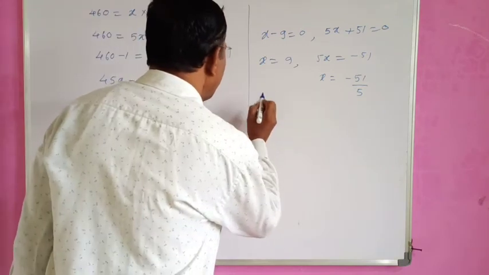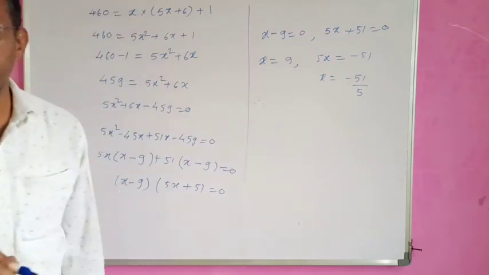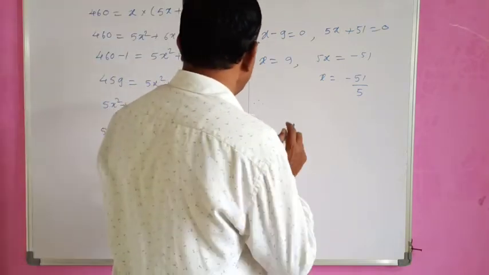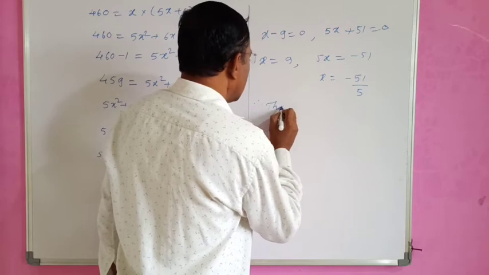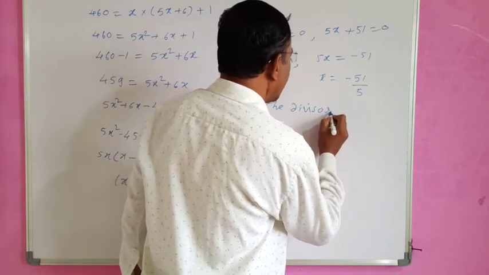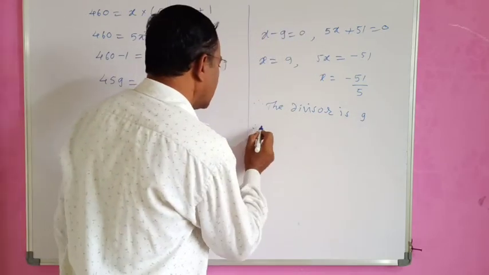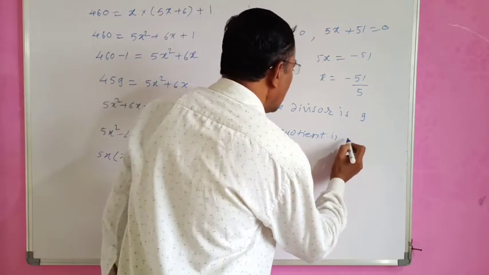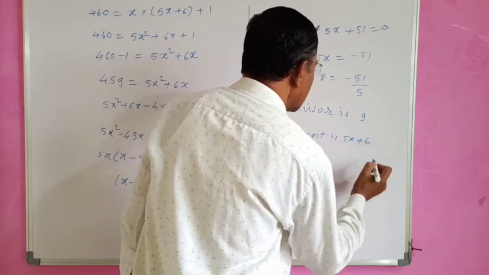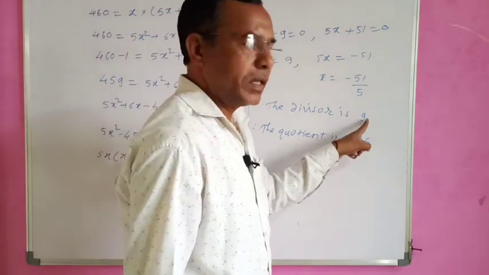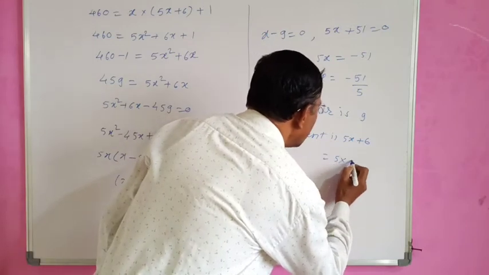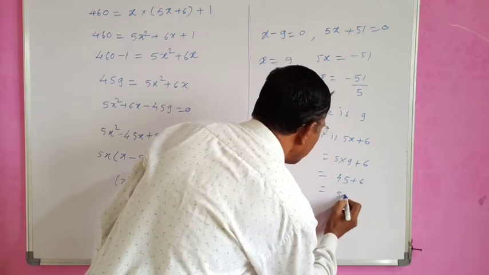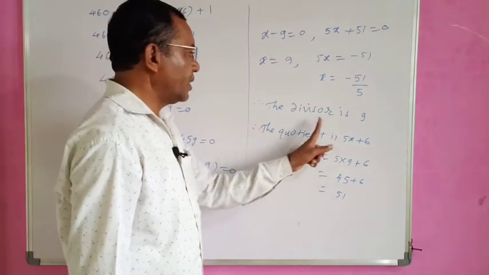What we have assumed, x is equal to 9, is a divisor. Okay, x is equal to 9. Here we will write the divisor is 9 and the quotient is 5x plus 6. It is a quotient, and we will put the value 9 here: 5 into 9 plus 6 is equal to 45 plus 6, which is equal to 51. The quotient is 51 and the divisor is 9.